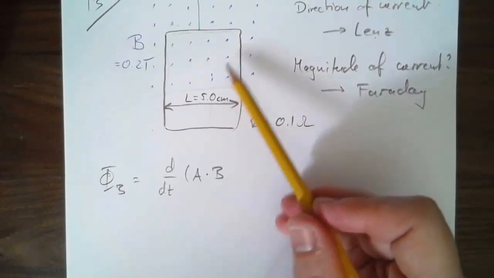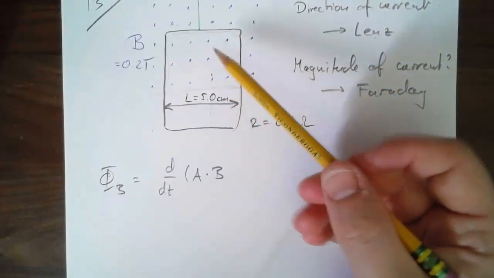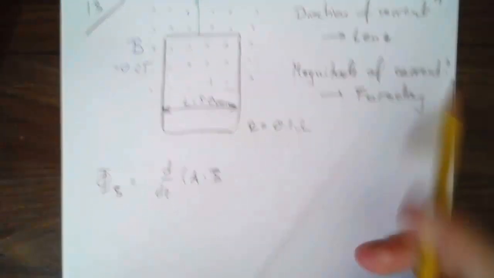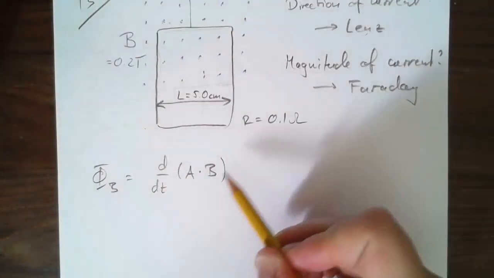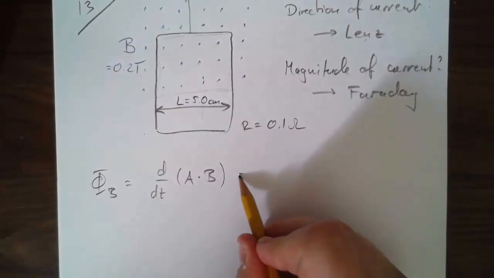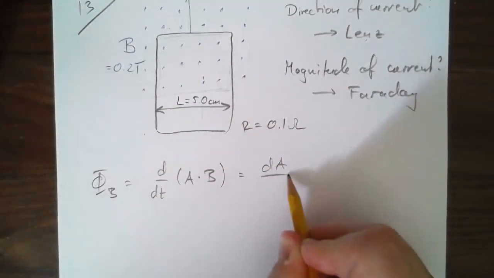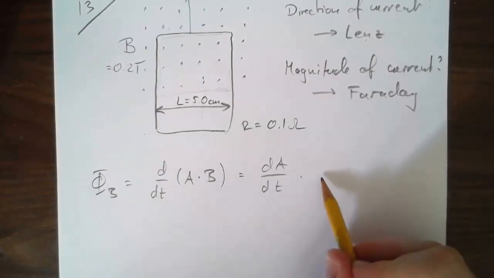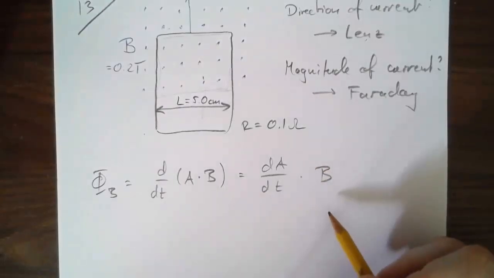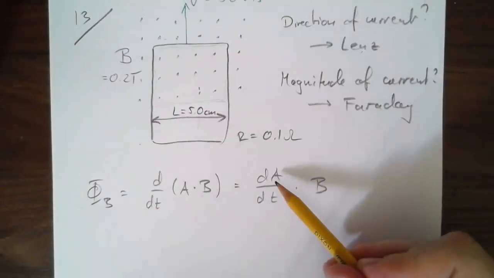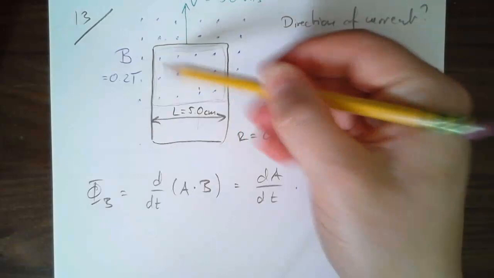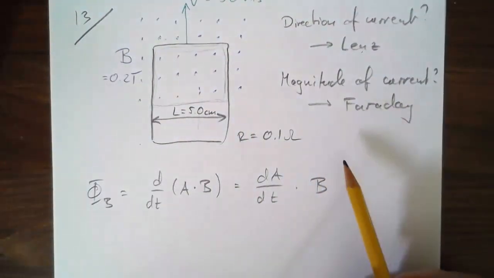There's no angle to speak of here because the area vector points straight out, the same direction as the magnetic field, so we don't have to worry about any cosine factors. It's going to be dA/dt times B. The area is only the area that has magnetic field in it. That's what counts. How quickly is it changing?